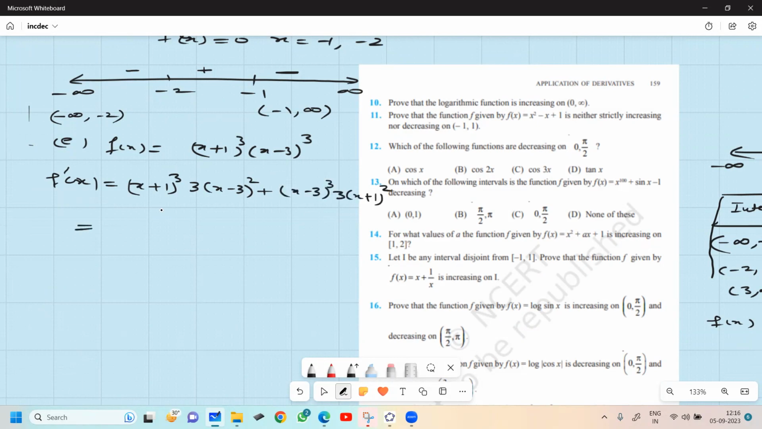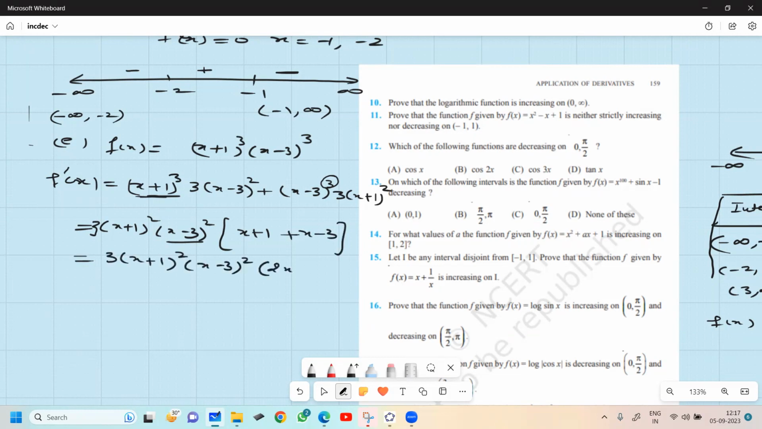Now if you see, x plus 1 whole square and x minus 3 whole square is common and 3 is also common, so I have taken it out. What is left inside? Here it is 3, I have taken 2, so x plus 1 is left over here. Here it is x minus 3 cube, so plus x minus 3, right? So I am getting 3 into x plus 1 square, x minus 3 square, 2x minus 2. If you take 2 common, it will become 6 into x plus 1 square, x minus 3 square, x minus 1.